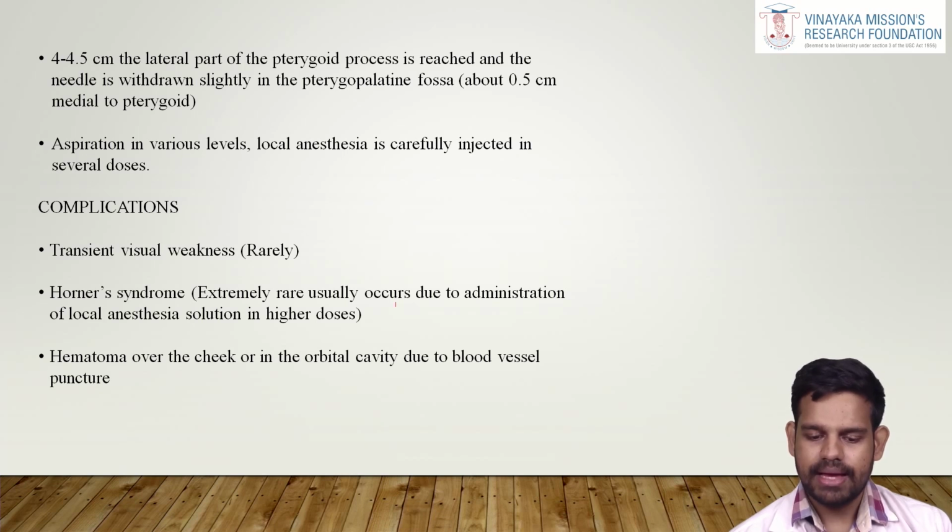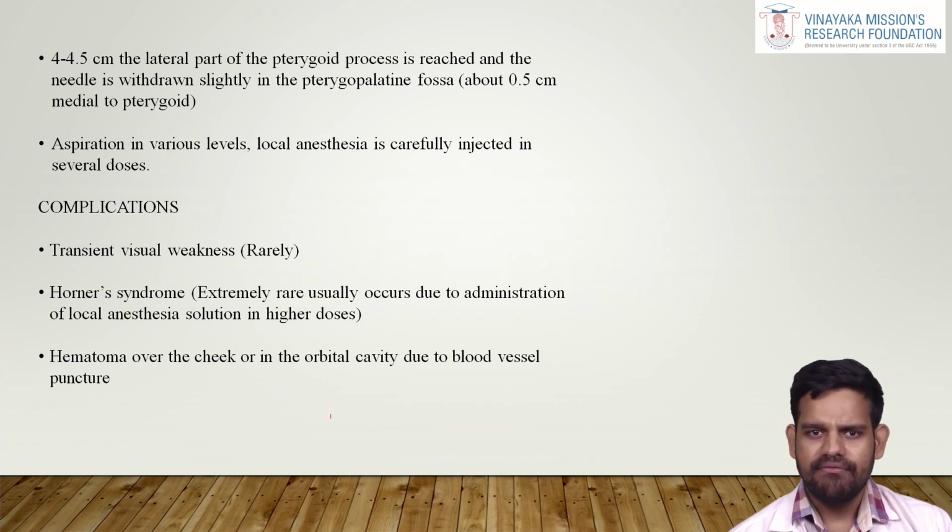Aspiration at various levels is mandated so that we ensure that the needle is not inserted into the blood vessels. Here the complications are transient visual weakness, as I said earlier. Diplopia or transient loss of vision is noted. Horner's syndrome, nothing but ptosis, drooping of the upper eyelid, which is extremely rare. Hematoma over the cheek: wherever we have injected the local anesthesia, there is skin color change due to the seepage of blood into the subcutaneous plane, which can be corrected by applying pressure or keeping a cold pack.